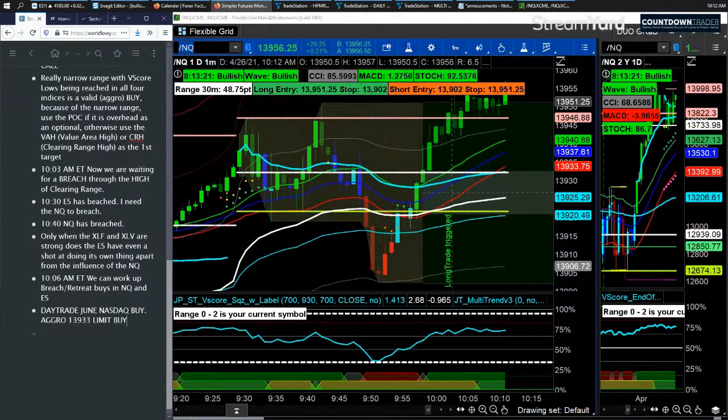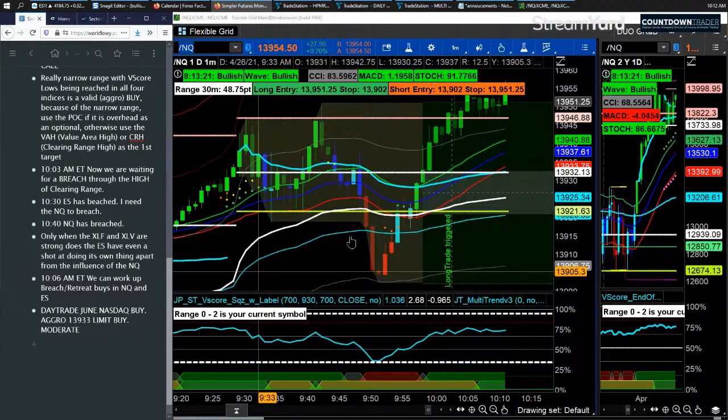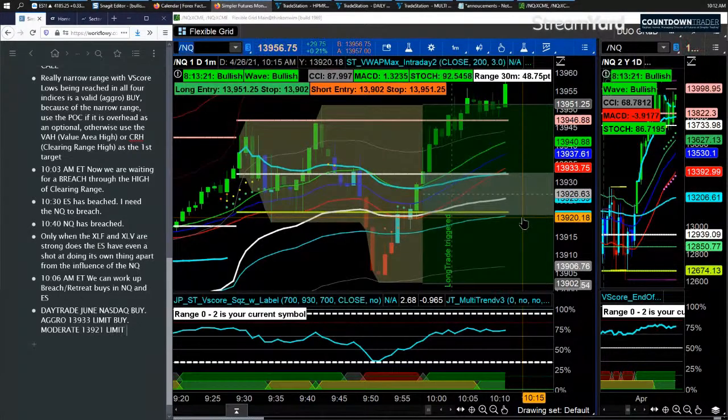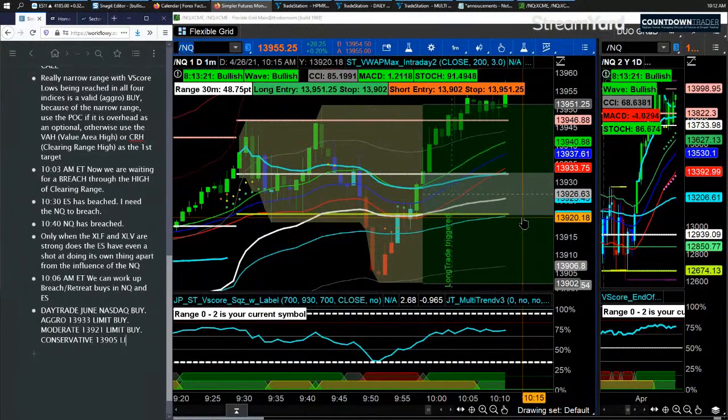We have another setup that's happening at the same time as this one. We'll get to that one in just a moment. My moderate setup is going to be, yes, all of these require pullbacks, gang. Every last one of them requires the market to come back. I do not buy into higher highs. Momentum trading is fine, it's just not something that I do. All right, so conservative is going to be down at 13,905.